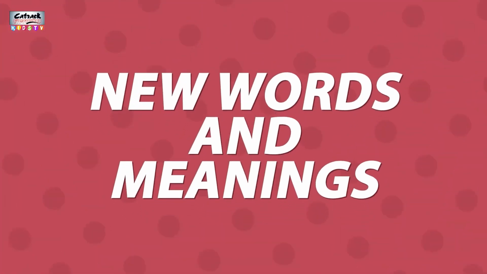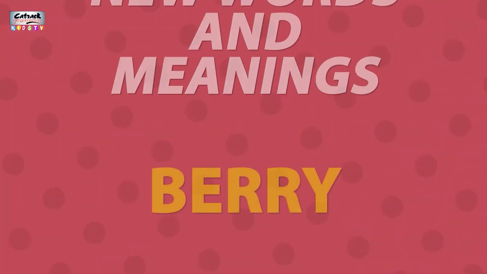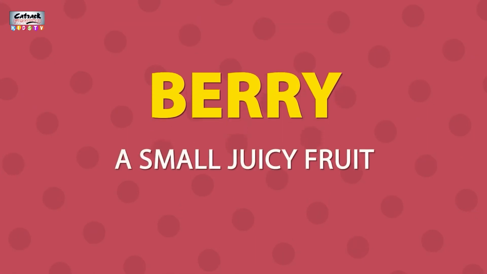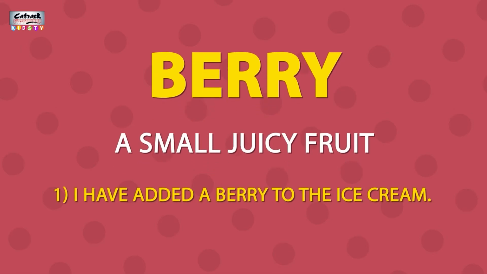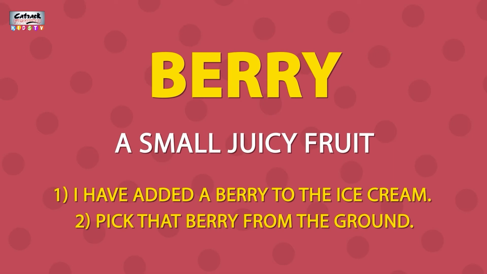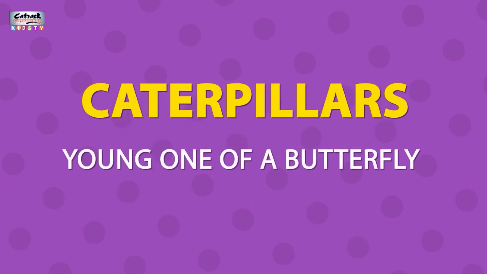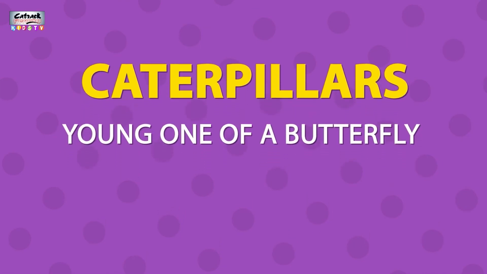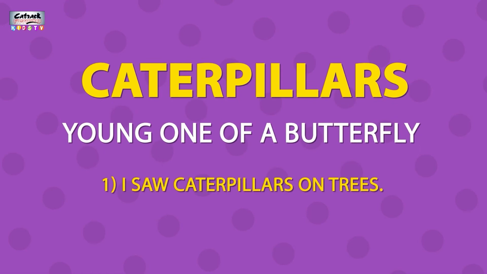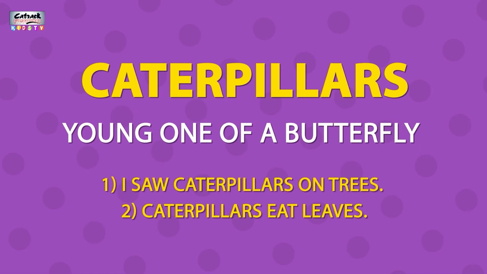Now, let's know new words. Berry, a small juicy fruit. Number 1. I have added a berry to the ice cream. Number 2. Pick that berry from the ground. Caterpillars, young ones of a butterfly. Number 1. I saw caterpillars on trees. Number 2. Caterpillars eat leaves.